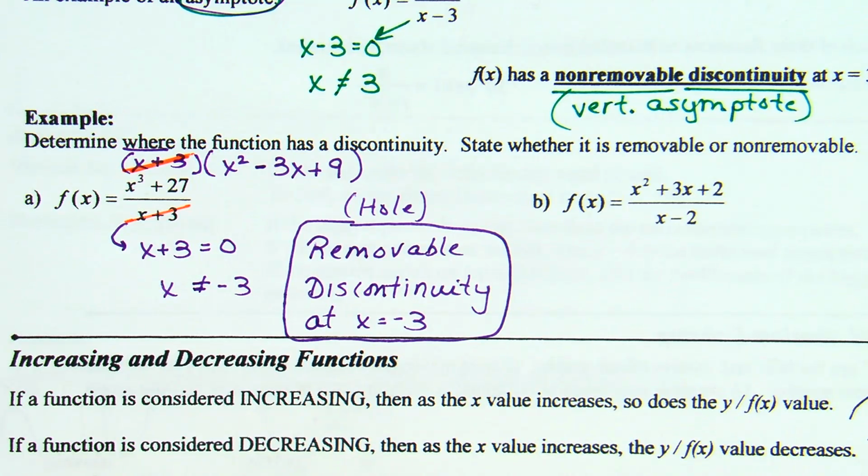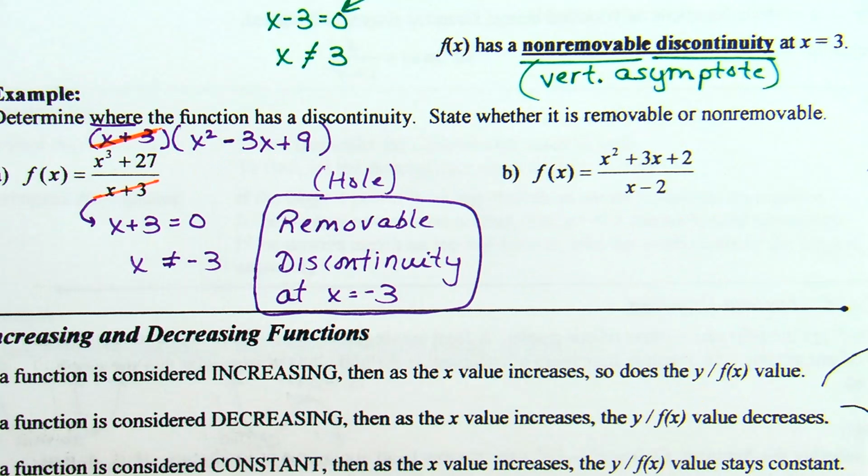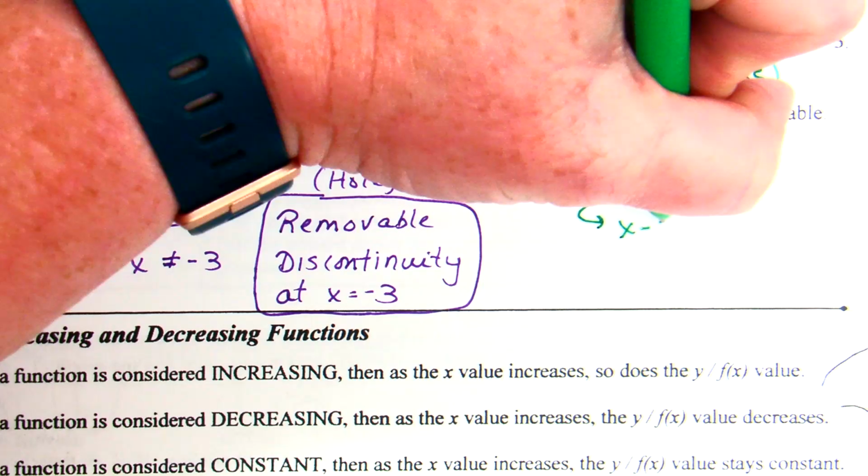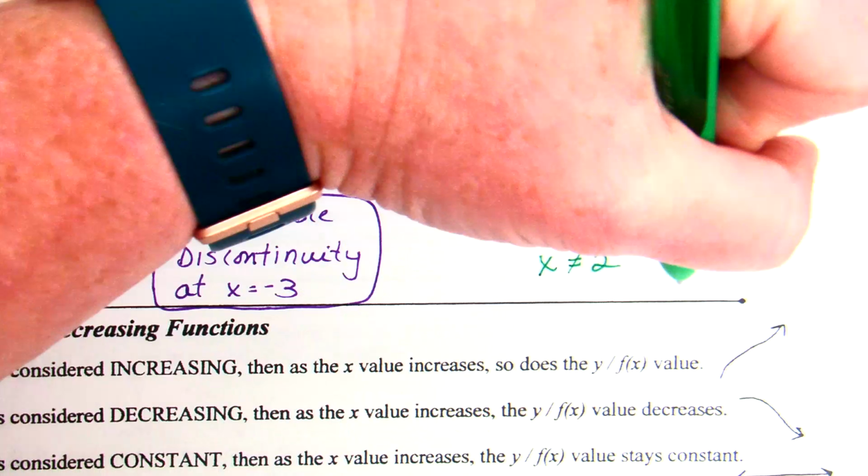So first of all, on B, where is there going to be a discontinuity? At positive 2, because if I set my denominator, x minus 2, equal to 0, add 2, x is 2. So we know x cannot equal 2. Now, removable or non-removable? Why? When you factor it out.